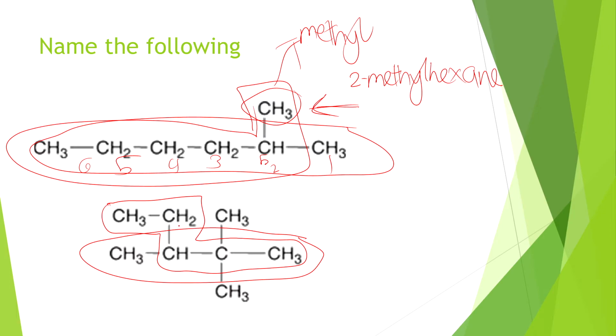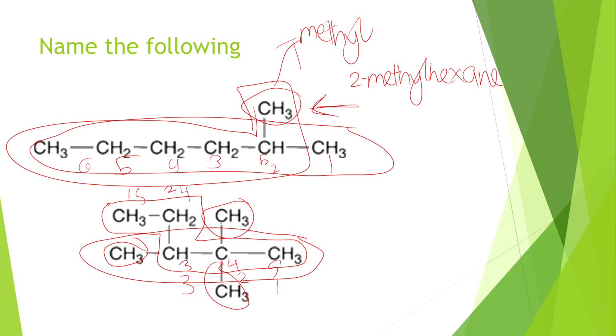So to minimize the numbers of the substituents connected, let's see. If we number from left to right, it would be 1, 2, 3, 4, 5. If we number it from right to left, it would be 1, 2, 3, 4, 5. As you can see, we have a branch over here, a branch over here, and a branch over here. If we number it from left to right, the branches would be at carbon 3 and carbon 4. But if we number it from right to left, the branches would be at carbon number 2 and number 3. So we want to number it from right to left.